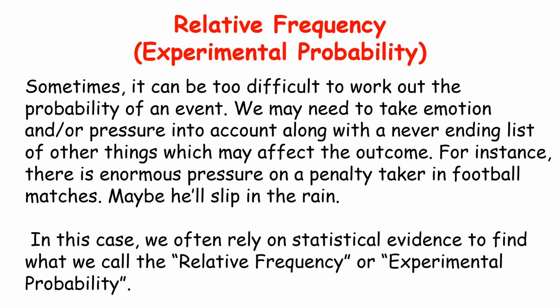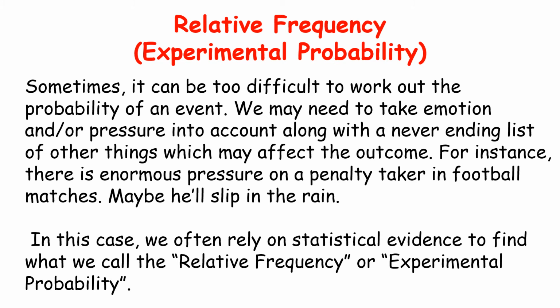So then we talk about relative frequency or experimental probability. It's better known as relative frequency, but I think experimental probability explains it a little bit better. Experimental probability is the probability that we get from an experiment. So sometimes it can be too difficult to work out the probability of an event, and we need to take emotion and or pressure into account, along with a never-ending list of things that may affect an outcome.